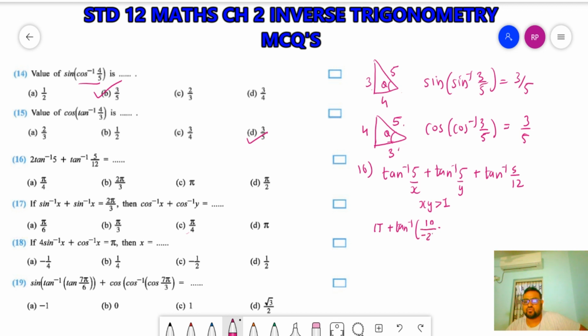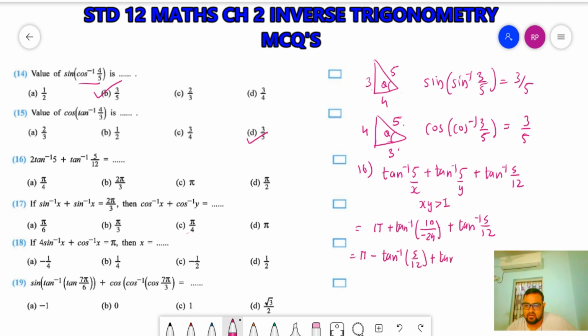So minus 24, plus tan inverse 5 by 12. So this will be equal to pi. Now as it is minus, the tan inverse minus comes outside. Tan inverse, this will be equal to 10 by 24, that will be equal to 5 by 12.